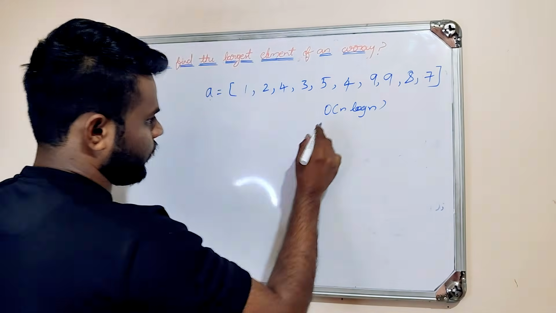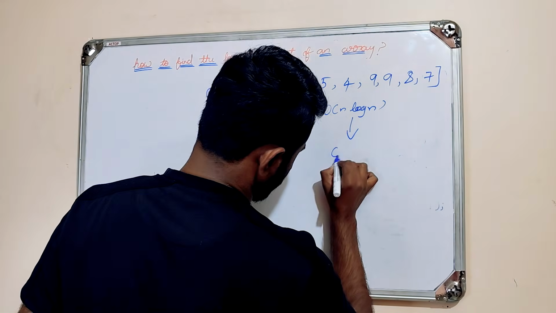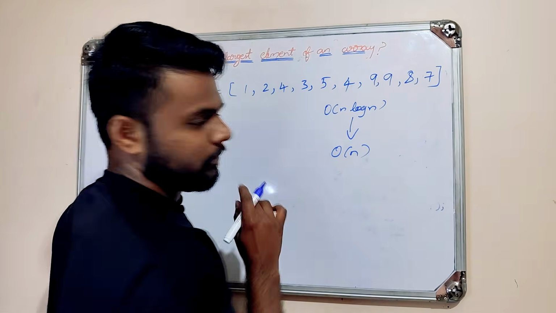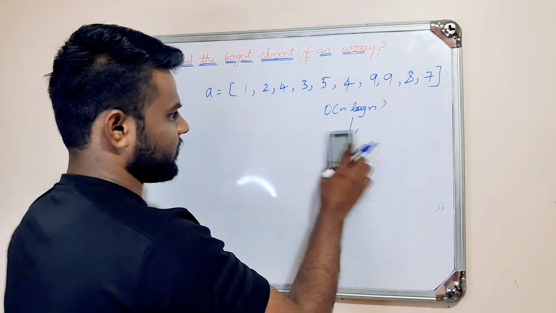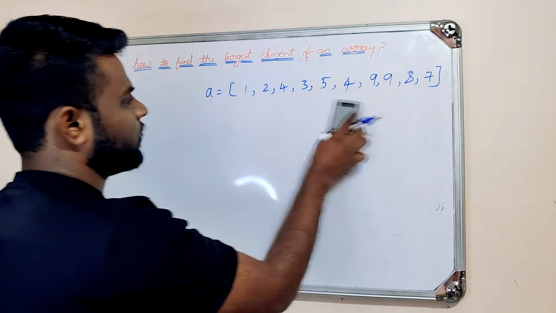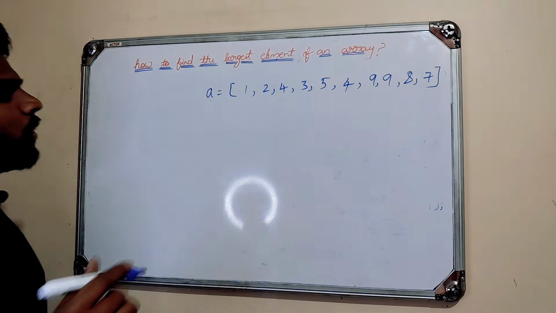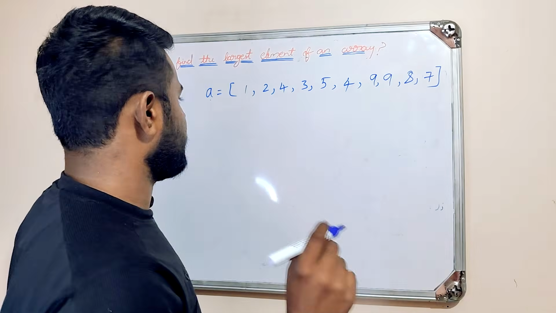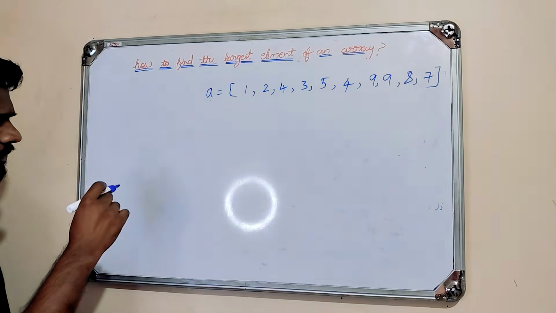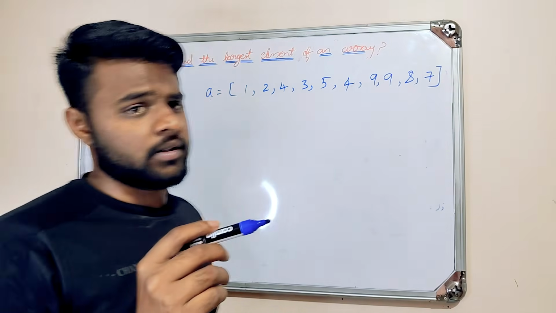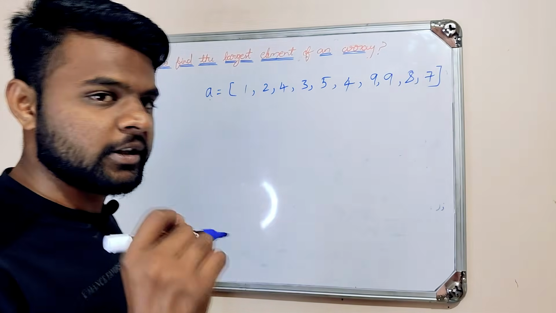Okay, so we want to reduce this to order of n. Now this is said to be the optimal one. You can solve it in any way, but if you want to write the program in an optimal manner, then you follow this. So this is the second method, which is the optimal method to find the largest element of an array. Now I am going to explain it to you.